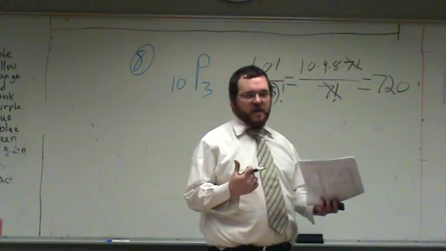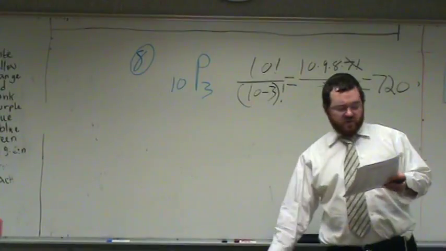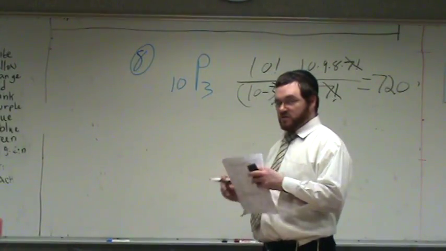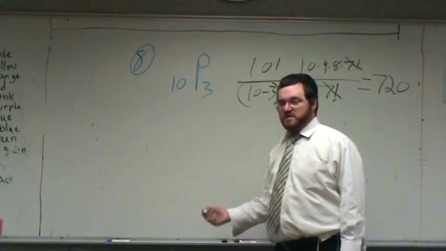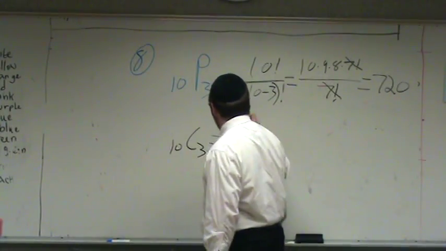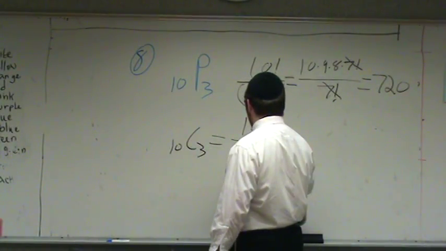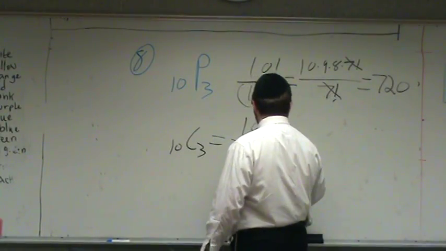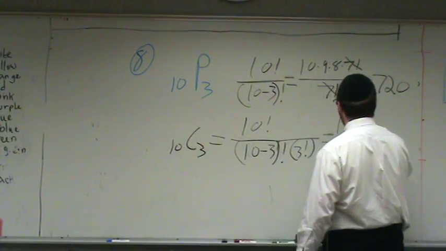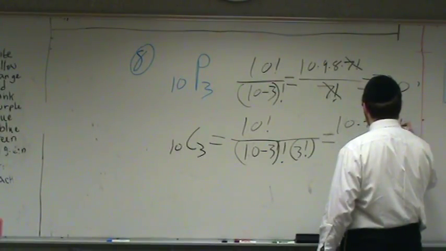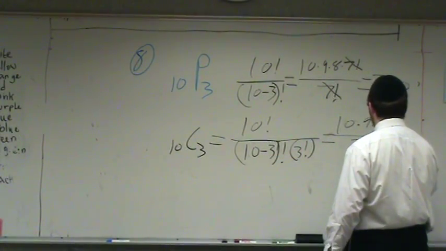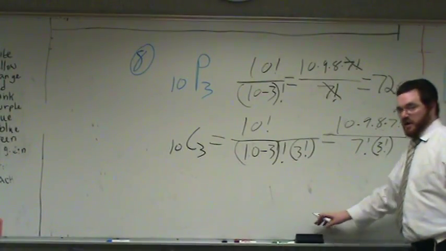What happens if you just have to pick out 3 people out of 10 to be in charge of the bowling team, and we don't care, we don't have president, vice president, secretary, just 3 people in charge? That would be 10 combination 3, which would equal 10 factorial over 10 minus 3 factorial times 3 factorial, which is equal to 10 times 9 times 8 times 7 factorial over, 10 minus 3 is 7, so that's 7 factorial times 3 factorial, which is 3 times 2 times 1.